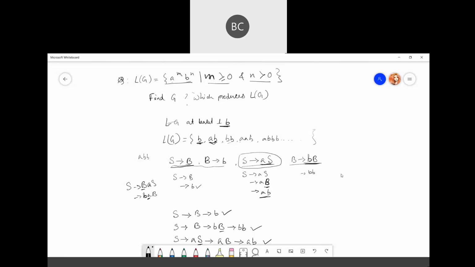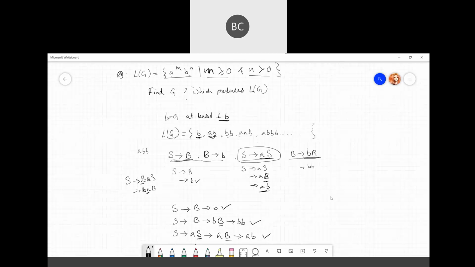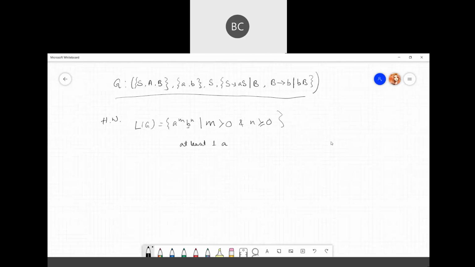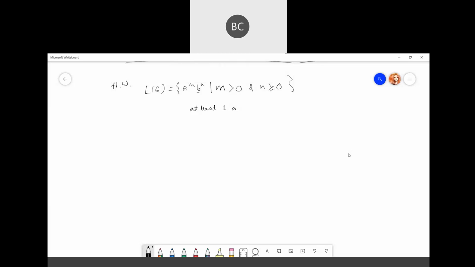Sometimes in exams, I'm mostly talking about competitive exams, they just give the grammar, and you have to find the language. Sometimes they give the language, and you have to find out the grammar. So I'm just giving you examples of all those types of questions. At least know the concept. If you know the concept, then it's fine. So this one you try.